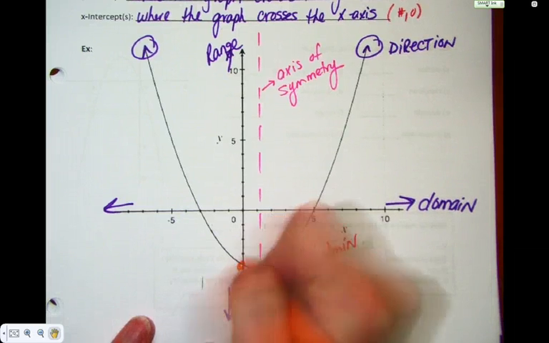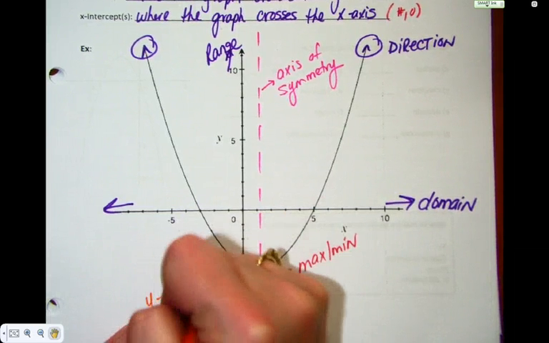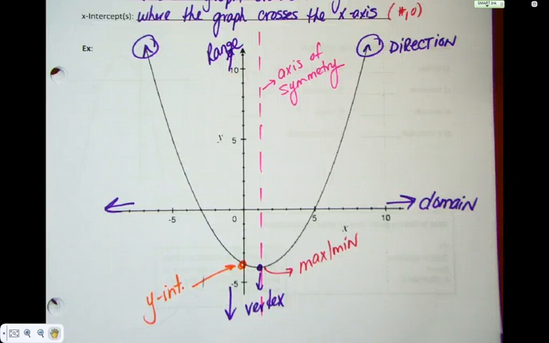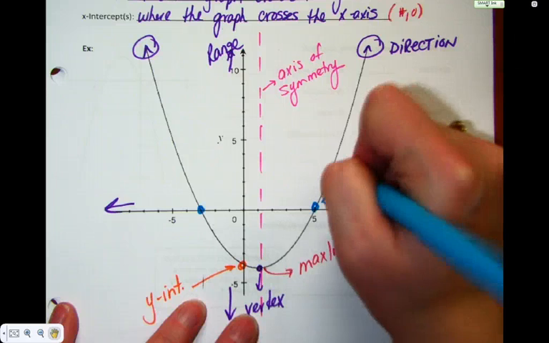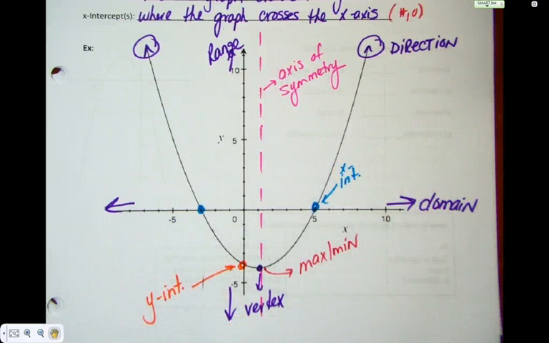Y-intercept is where it crosses the y-axis. How many y-intercepts can a parabola have? One. Always one? Sometimes? Nope, always one. X-intercept is where it crosses the x-axis. How many x-intercepts can it have? 0 or 1 or 2. That's it, no more than that.